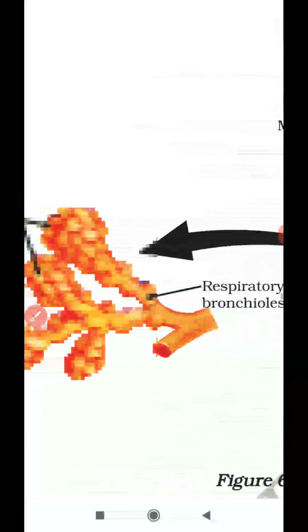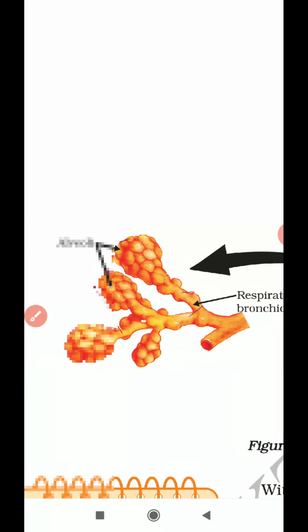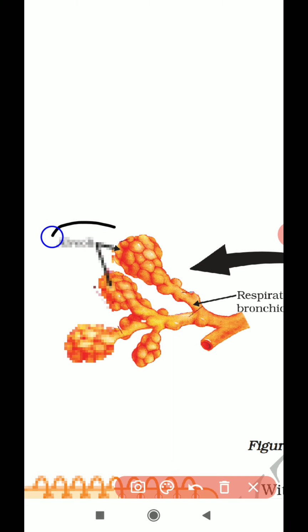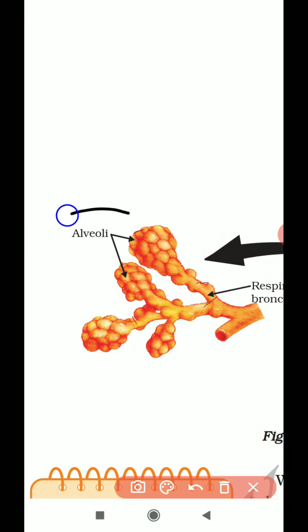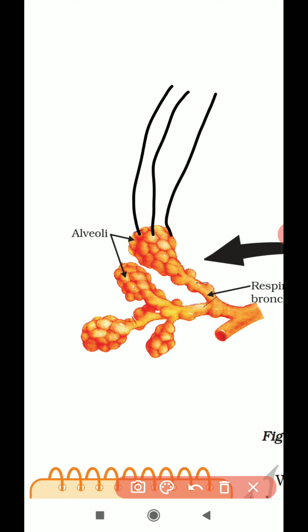Those balloon-like structures, when we enlarge and look, will look like this. Those are called alveoli. The balloon-like structures are present at the terminal part of the branches of the lungs, on both sides of the lung, and they are called alveoli. The surface area of the alveoli is very large, and the alveoli have a direct connection with the blood vessels.